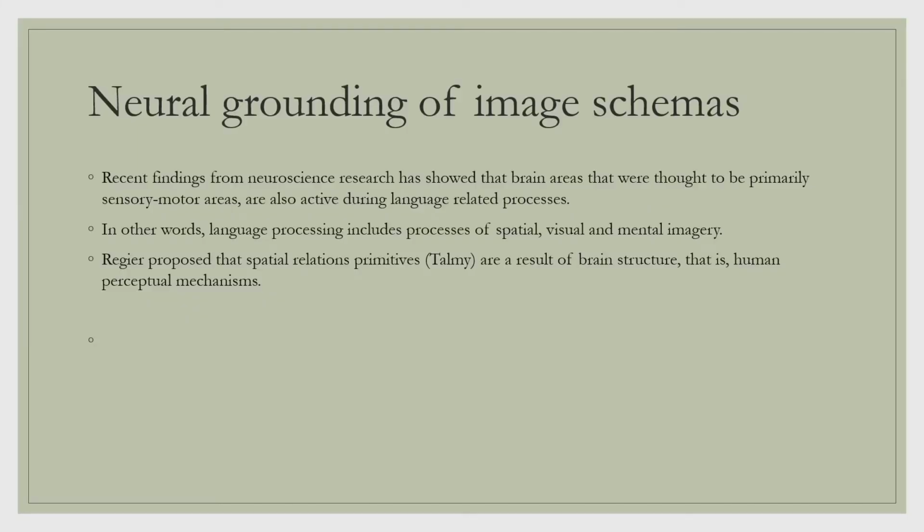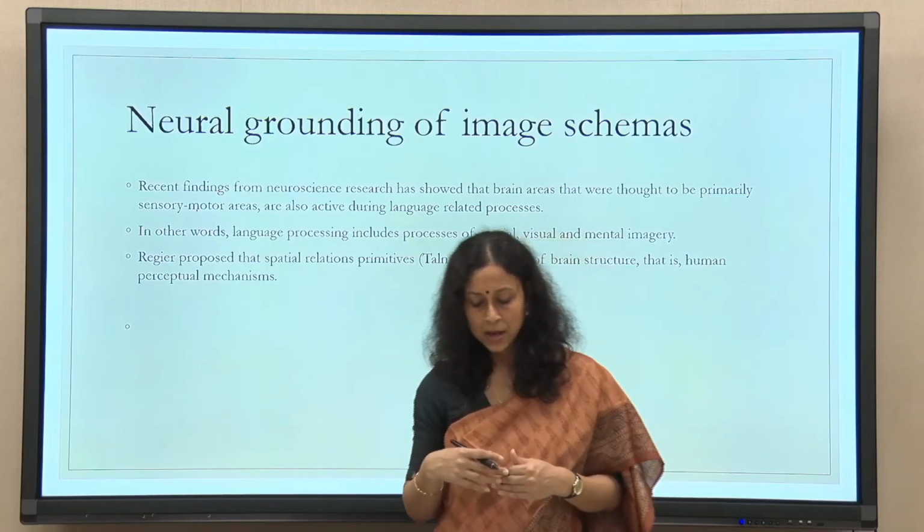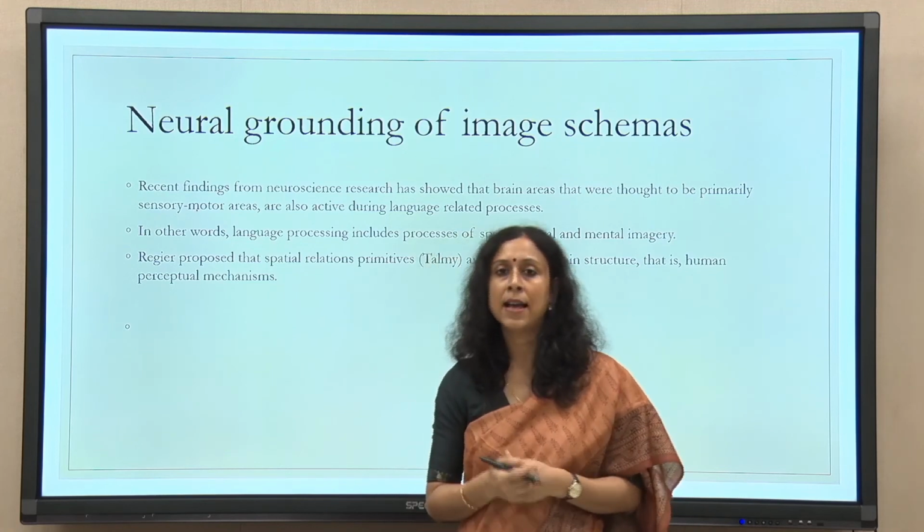And then let us move on to the neural grounding of image schema. Like we said in the beginning, there are two sources that have been proposed. One of them is the brain mechanism, that the brain is capable of creating this. Recent findings from neuroscience research have revealed that the brain areas that were thought to be primarily dedicated to functions other than language, like sensory motor areas and so on, have been found to be active. They have been found to be busy while doing even a language processing task.